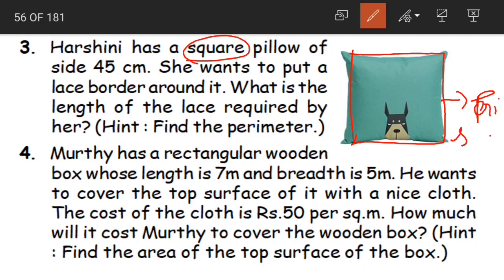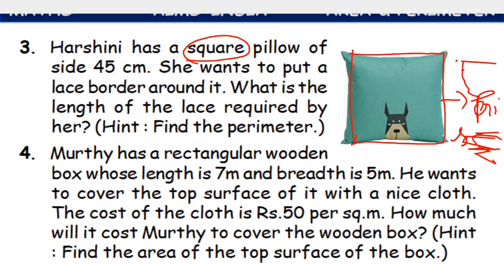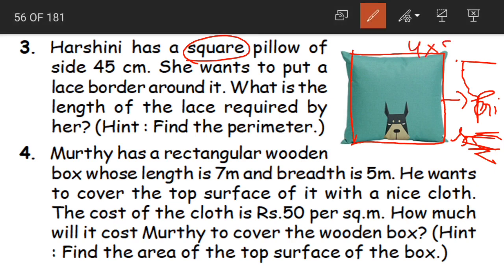The formula would be 4 into S. Yes children, the formula would be 4 into S. That will be the perimeter of the square.